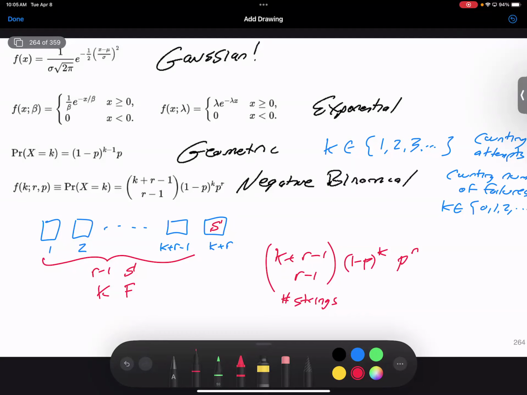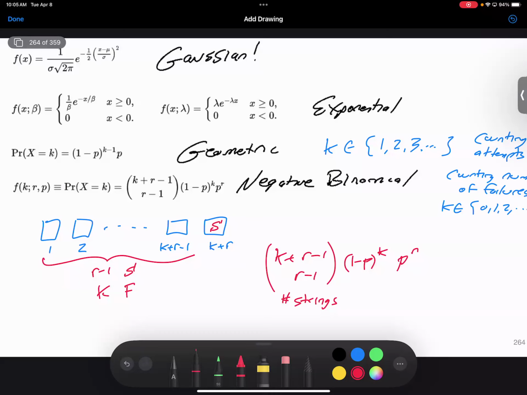So this is our formula for the probability of having exactly K failures and R successes. Now, I know it's been a while since you've seen me. What is the first thing you should do after you know that something's a distribution? What questions do you ask it? Yes. Well, we should definitely do that.